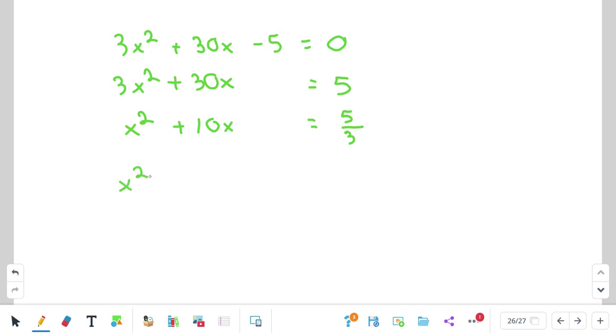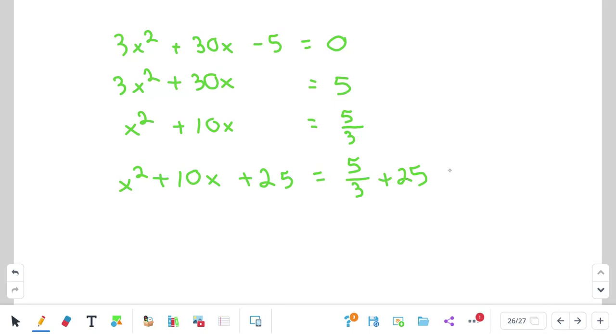Well, half of 10 is 5. Square that. I want a 25 here, so I'll add 25 to both sides. Okay? That's not pretty, but it's doable, right?